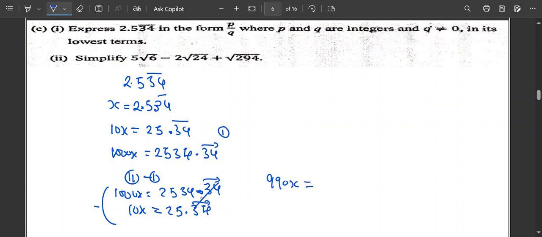990x is equal to, so when you subtract this 4 minus that, that will be now 14. Okay, 4 minus 5, we put 1 there, that will be 14. 14 minus 5, that will be 9. Then that will be now 0. All right, then 25, like that. So now you divide throughout by 990.